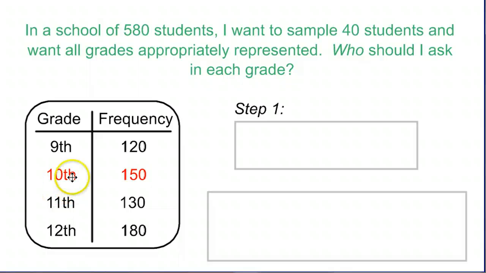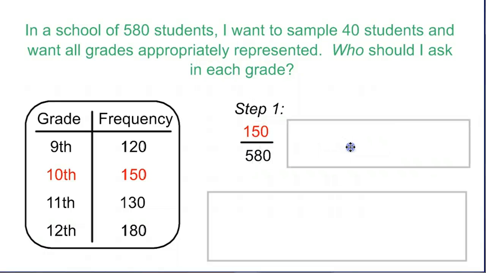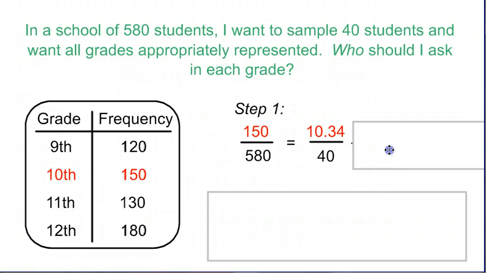We go to our 10th graders. First step is you set up your proportion. We have 150 10th graders out of 580 total students. That's, in this case, if you do the math, 10.34 10th graders in the sample out of 40 students in the sample. And because we have real human beings here, we're going to round that off, so we're going to round that down to 10. So we're going to pick 10 10th graders.